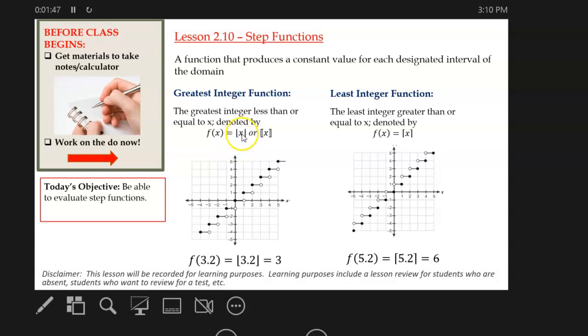And that can either be denoted with single brackets or double brackets. The least integer function is the least integer that is greater than or equal to x.